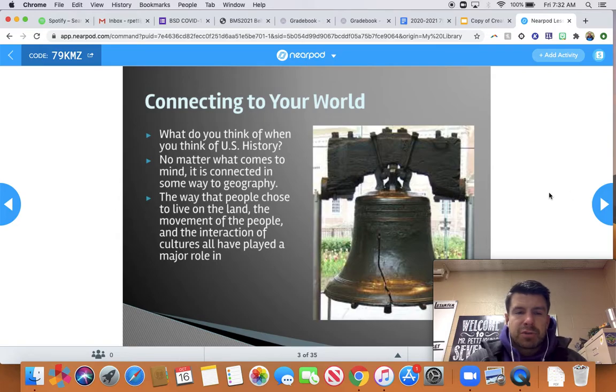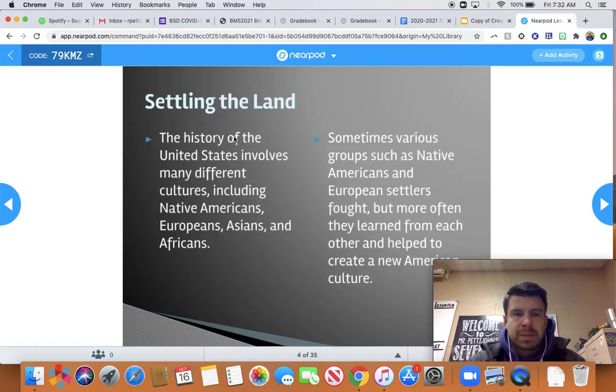The way that people choose to live on land, the movement of the people, and the interaction of cultures all played a major role in American history. So we have settling the land. U.S. history involves many different cultures, including Native Americans, Europeans, Asians, as well as Africans. Sometimes various groups such as Native Americans and European settlers fought, but more often they learned from each other and helped to create a new American culture.